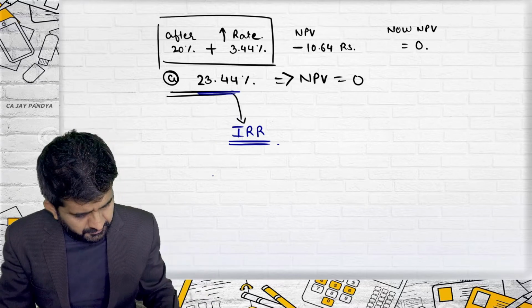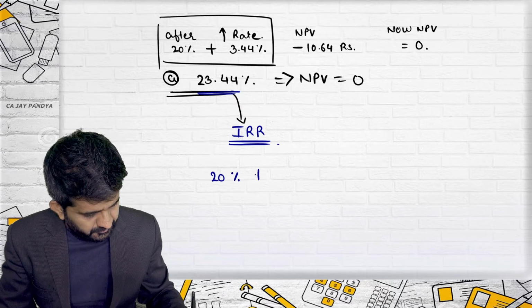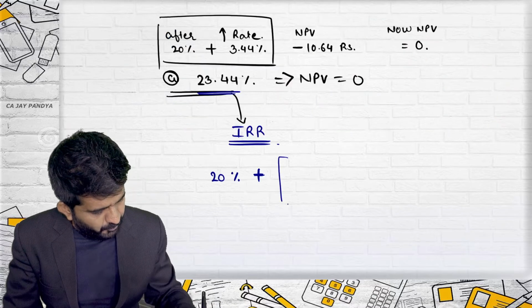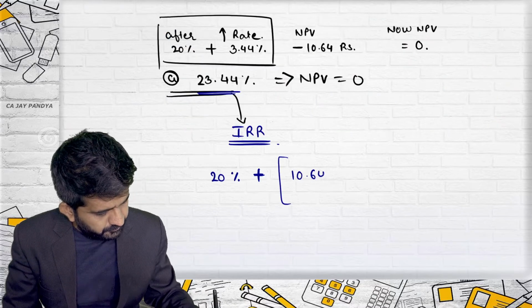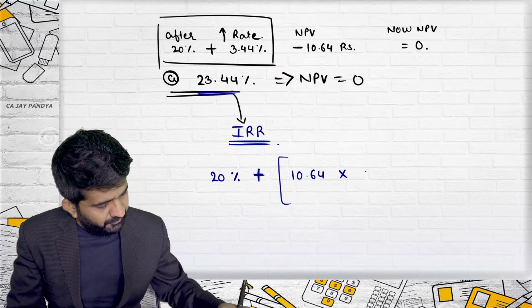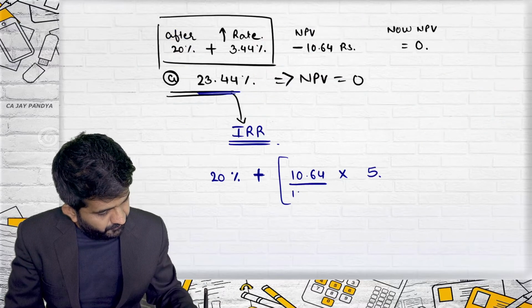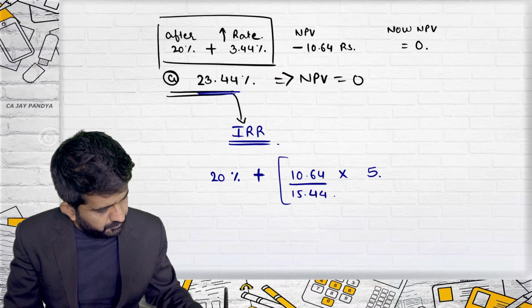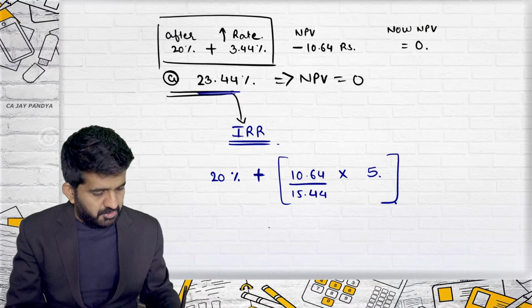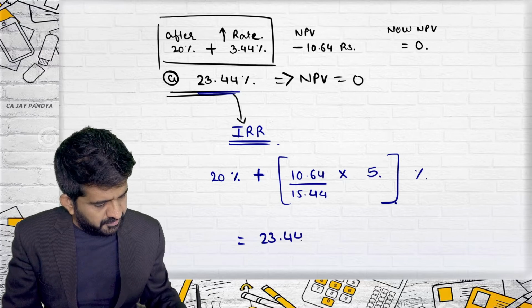Now, how I have got it? Try to concentrate. 20% plus, what was this? 10.64 multiplied by 5 divided by 15.44. What was this answer? 23.44%.